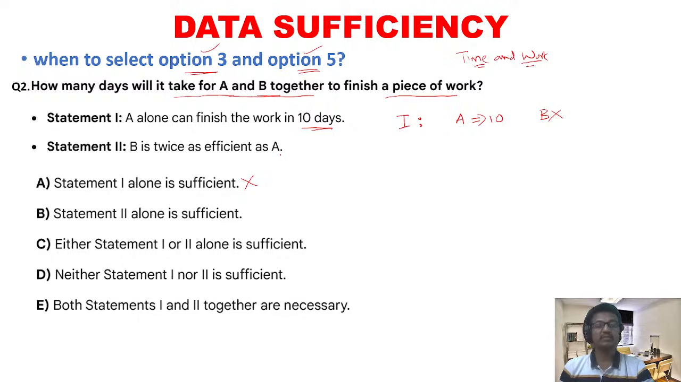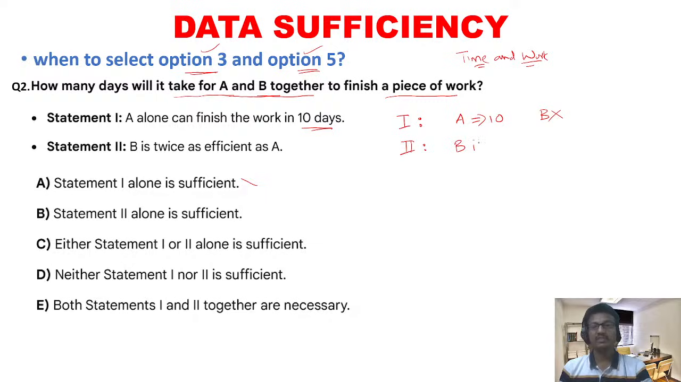Then coming to statement 2: B is twice as efficient as A. But the rate of work done by A is not given in statement 2.